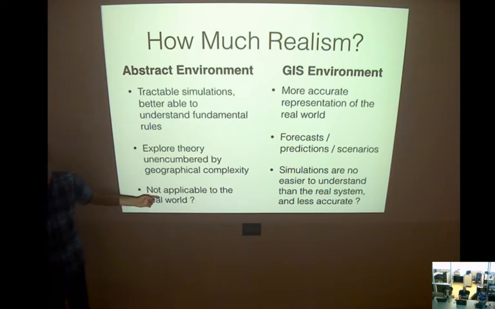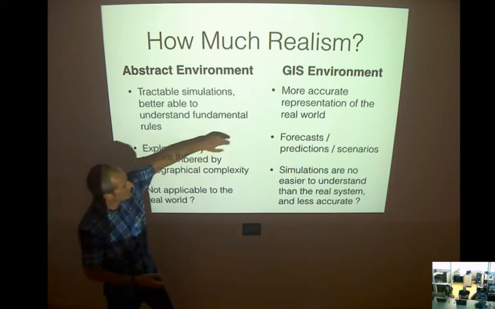Some people might say that these abstract toy models are not applicable to the real world. So if you are a decision maker and someone shows you the Schelling model, what would you say? You'd say, that doesn't relate to Washington DC, it doesn't relate to Baltimore, right? So therefore the question is, does adding a map make it better, more realistic or more applicable? And I sit on the fence and it depends on the purpose of the model, right?